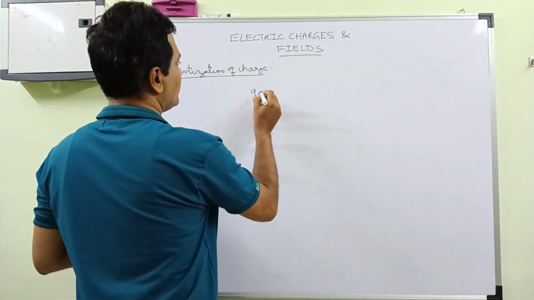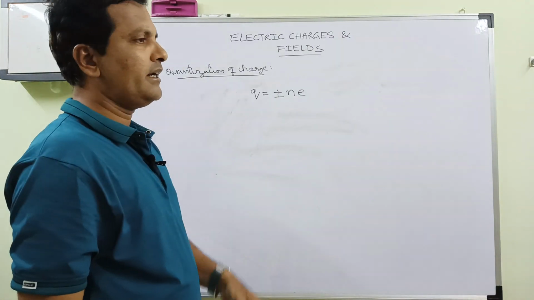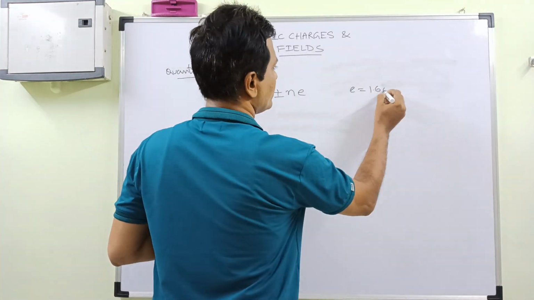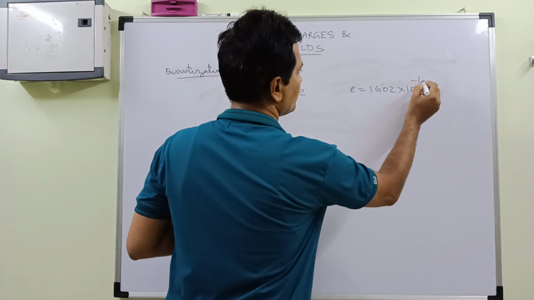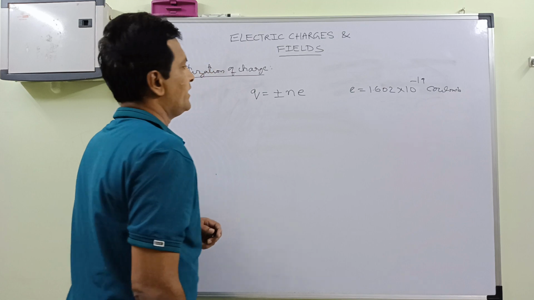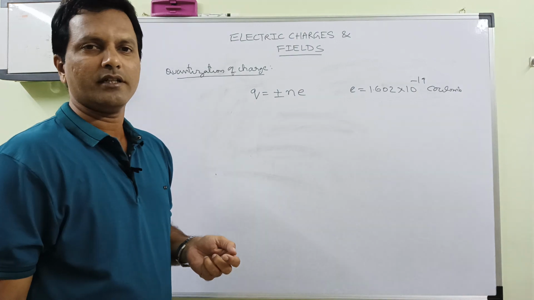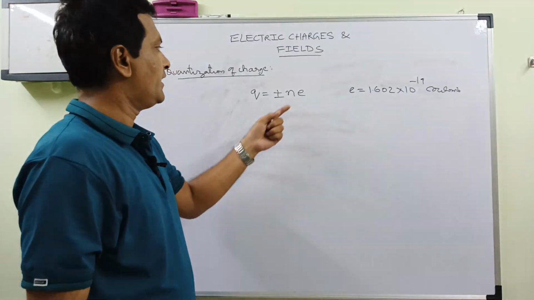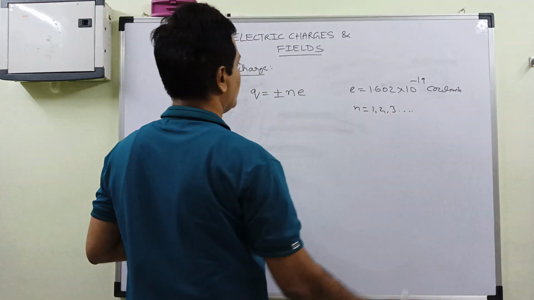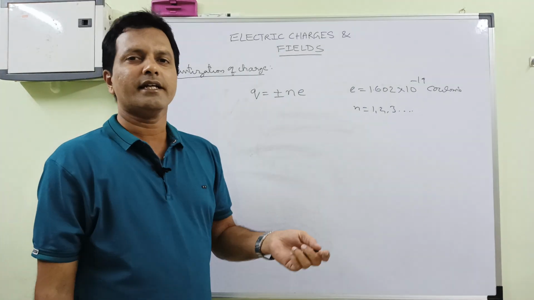That is, we can write Q is equal to plus or minus Ne, where e is the electronic charge and n is an integer. We know that the charge of an electron is equal to 1.602 into 10 to the power of minus 19 coulombs. Whenever there is a charge, it is available in multiples of electronic charge only. That is called quantization of charge. n is equal to 1, 2, 3 and so on. If it is plus, it is a positive charge. If it is minus, it is a negative charge.